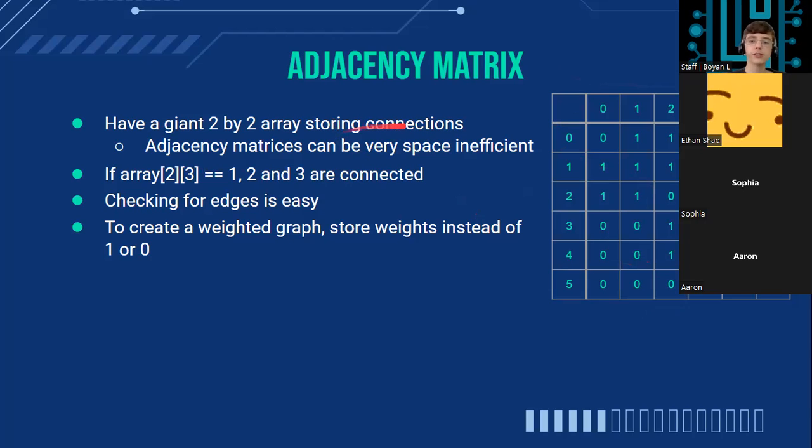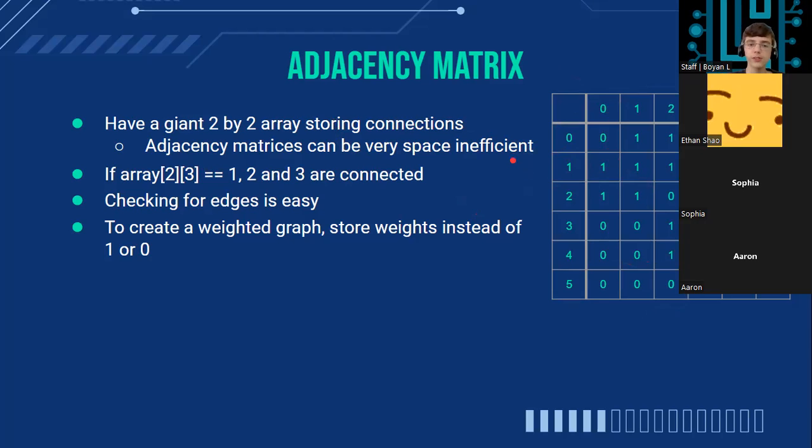The advantage of an adjacency matrix in USACO questions is that it's really easy to check if an edge exists. For example, if I want to check whether I can go from node 1 to node 0, I just look at array of 1, 0, and I'll see, oh, that's a 1, I can.